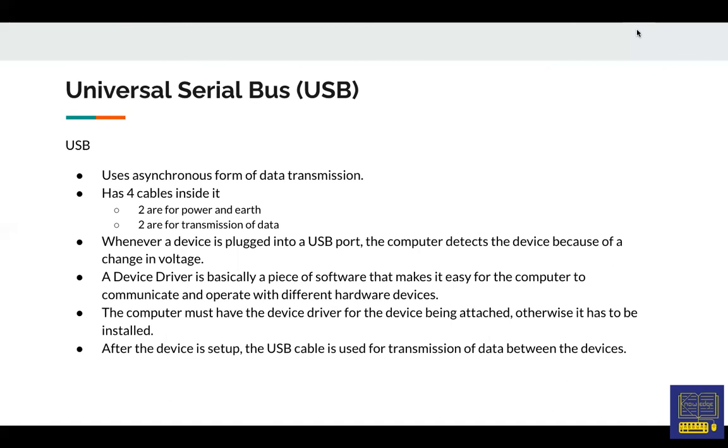So after the device is set up, after all the device driver installation is over, that USB cable can be used for data transmission. Again, I'm going to use the printer example because I believe it is very common. Imagine that you're using your printer. Normally what you do is you put a wire into your laptop and you send your data from your computer to the printer using that wire. That wire generally attaches in the USB port, and this is a very practical, simple example you can see of data transmission. All right.